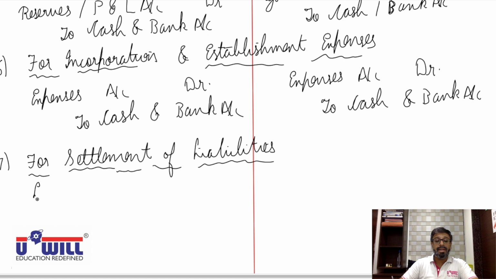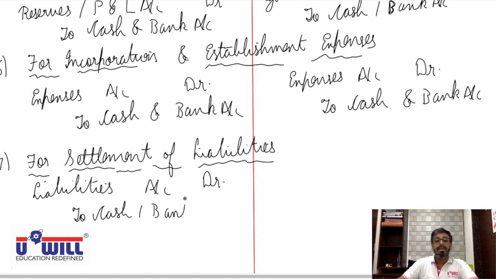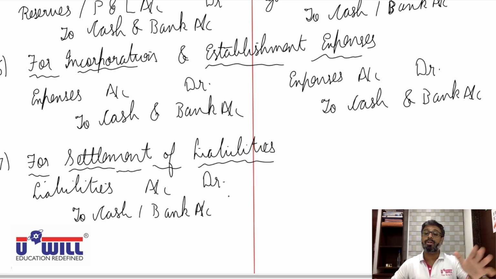So whichever liability is being settled, the liability is the receiver, debit the receiver, liabilities account debit, and whatever you give them to cash or bank account. Generally you won't be giving cash or bank, I'm writing it, but in practical questions what will happen? 10% debentures account debit to 12% debentures account. As I said, against 10%, now in the new company you are offering 12% so that they are ready to get this merger done.